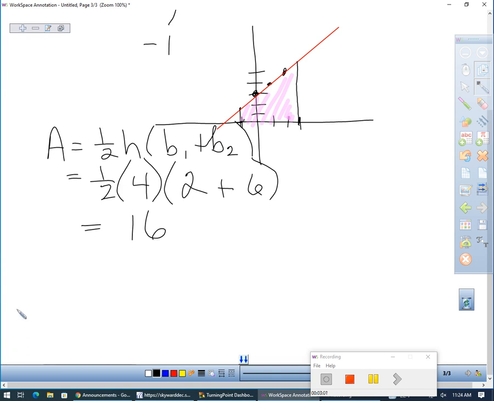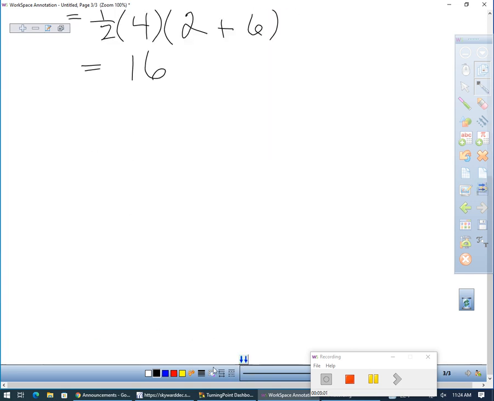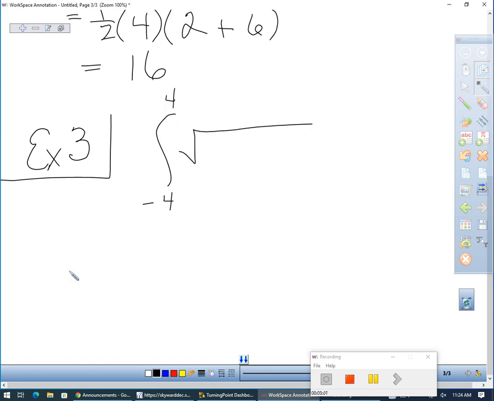Give me some questions before I go on to example number 3. I only have 5 examples, so. Questions? It's just we're making your life a little easier. And we'll get easier and easier. All right, here's example 3 if there's no questions. This time we're going to do an integral from -4 to 4 of the square root of 16 minus x squared dx.